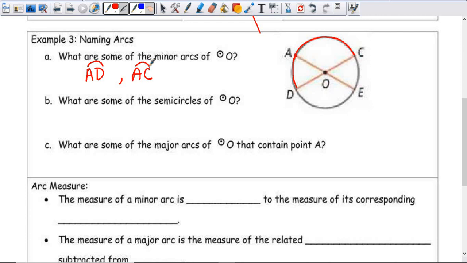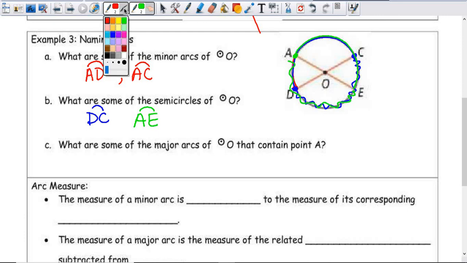And then we're looking at semicircles. You know something is a semicircle if it connects two ends of a diameter, because a diameter is cutting this right in half since it goes through the center. So DC could be a semicircle. You could have CD going the other way too. Either way, they're both semicircles. Another semicircle you could have could be going from A to E or from E to A. So those would be two different semicircles.